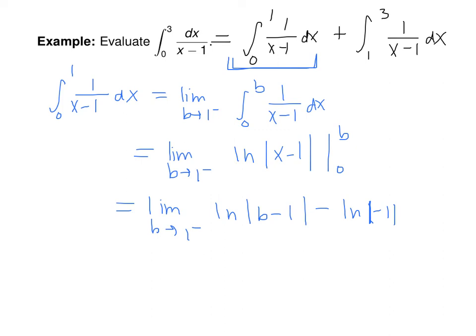But the problem is this thing right there. As b goes to 1 from the left, b minus 1 is going to go to 0. And if you remember what ln's graph looks like, as you plug in numbers closer to 0 into the log, this expression goes to minus infinity. So there ain't no fixing minus infinity, so this integral diverges.